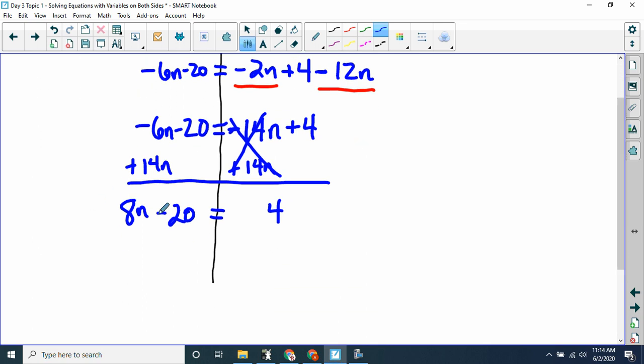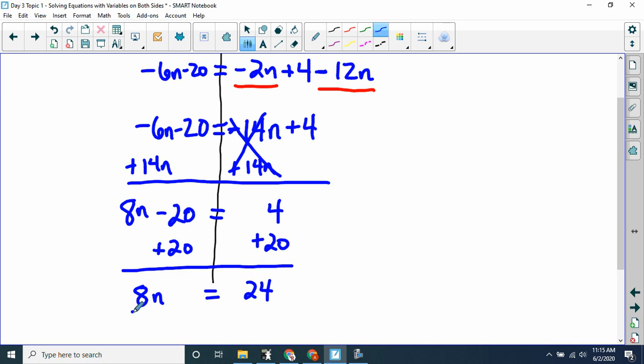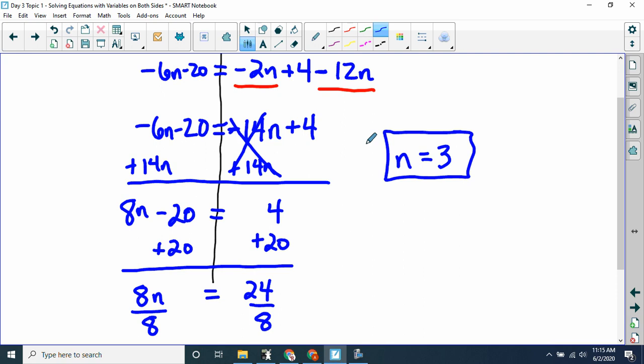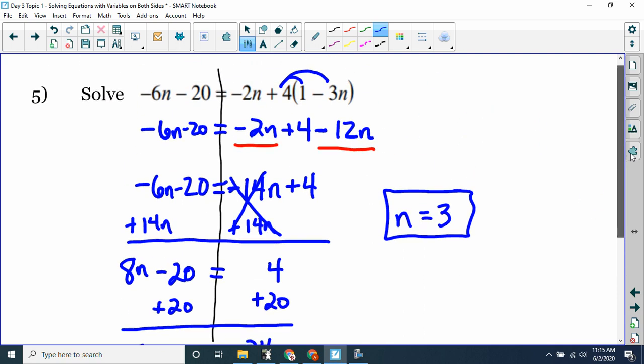I've got 8n minus 20. I need to undo this subtraction first. I can add 20 to both sides. 8n equals 24, and divide both sides by 8. N equals 3 is correct. Good work. Hopefully you took good notes there.